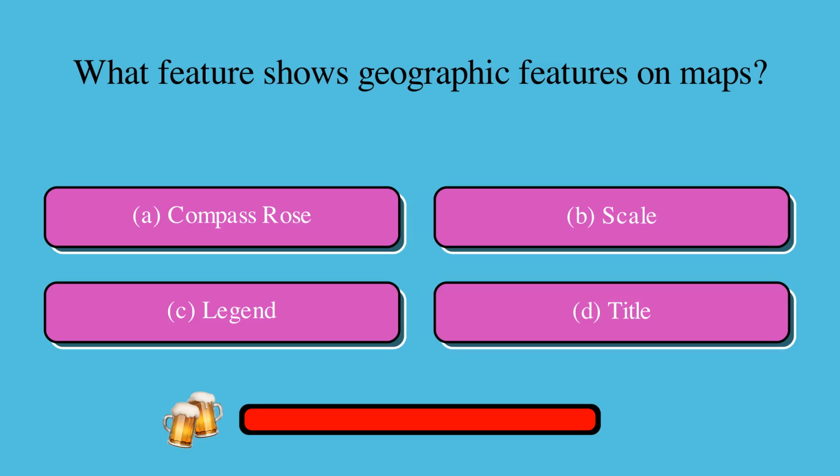What feature shows geographic features on maps? Is it A, compass rose, B, scale, C, legend, or D, title? The correct answer is C, legend.